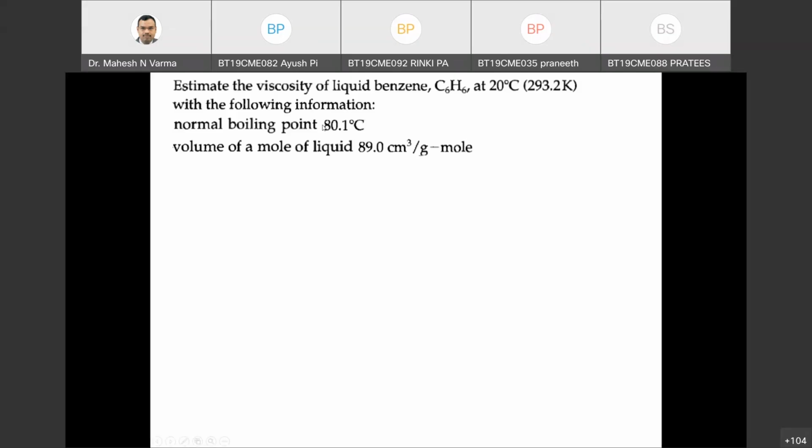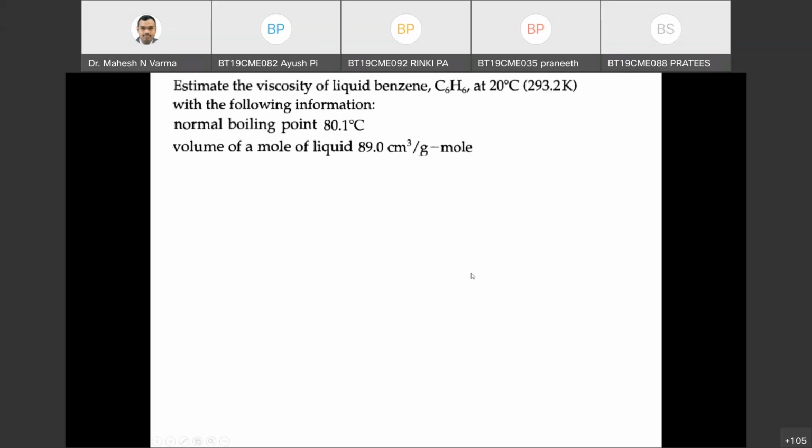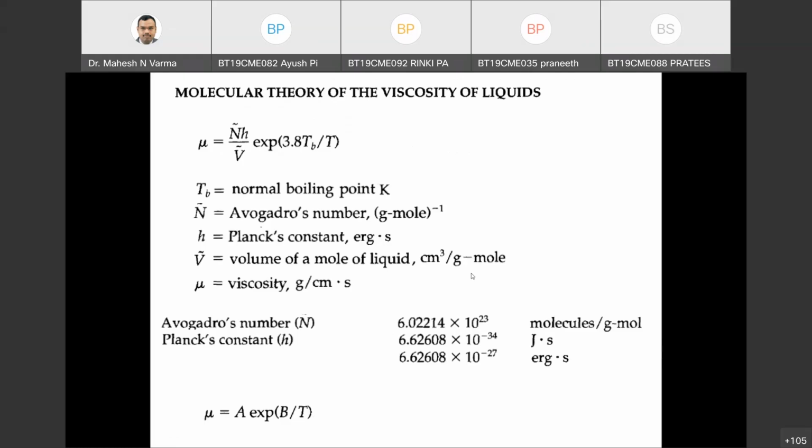I think it is in degree Celsius here. So what I have told you is the only point of concern, that you convert this temperature to Kelvin first. 20 degrees Celsius is given, so convert this boiling point also to Kelvin, and the remaining you can use as given. Specific volume is in centimeter cube per gram mole. Here it is given in centimeter cube, and these are the Planck's constants. Planck's constant is in joule per second, and this is in erg per second. So you need to use erg per second.